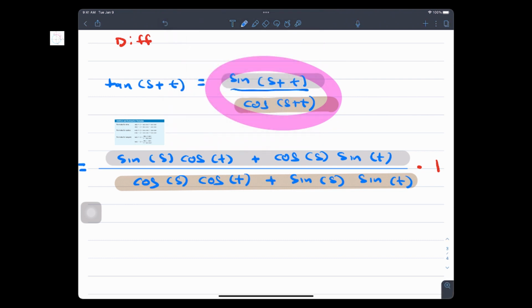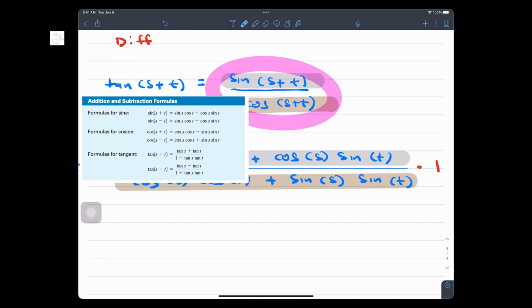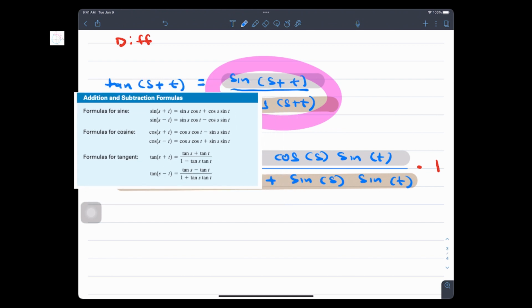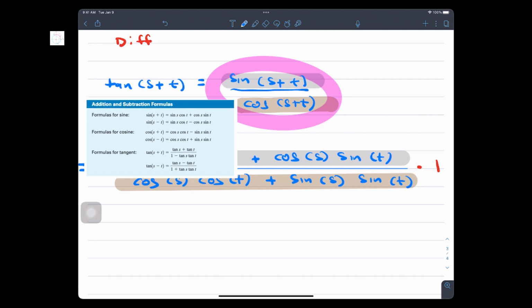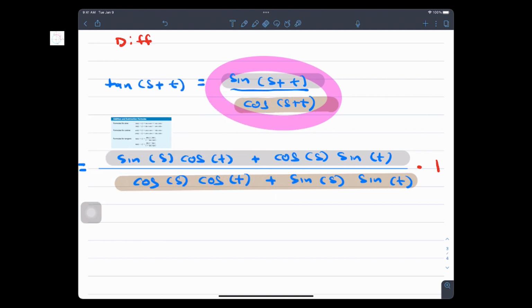So here's what I'm going to say. Times 1, let me double check for the tangent. Sine over cosine. This is the sum, right? So sine s cosine t, cosine s sine t. Cosine s, no, that's minus. It is minus. Sorry. It is minus.